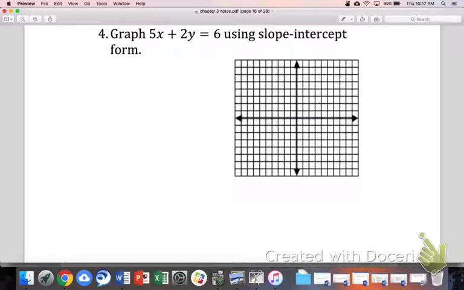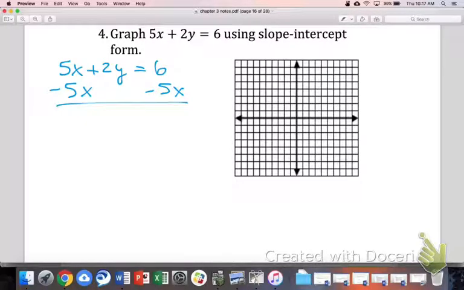So Gracie, what would you suggest? If we're trying to get the y by itself, what would you do first? Subtract the 5 and the 6. Close. Really close. So there we go. We subtract the whole term over. So we've got 5x plus 2y is equal to 6. And Gracie said we should subtract 5x from both sides, and she is totally right. So when we do that, of course, on the right side, we have unlike terms. And so we would get 2y equals 6 minus 5x.